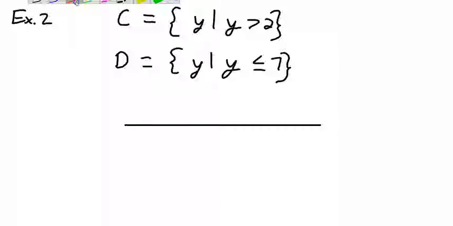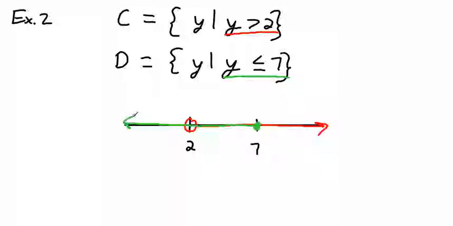Okay, so we'll go back and graph these, and again, we'll do this part in red, and then we'll do this part in green. Doing everything greater than 2 in red, that's an open circle at 2, headed in that direction. Doing everything less than or equal to 7 in green, that's going to be a solid circle, headed in that direction.